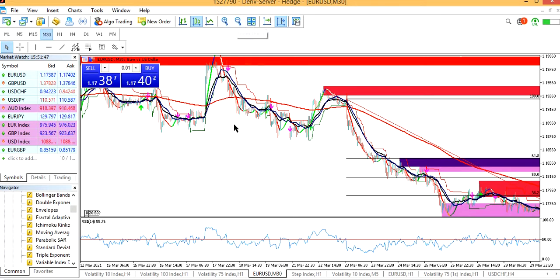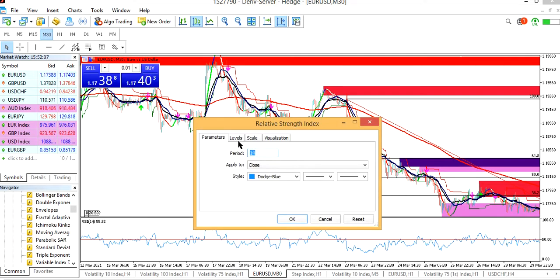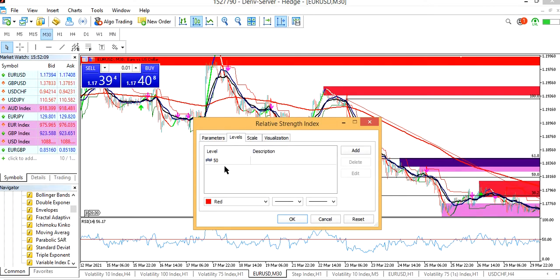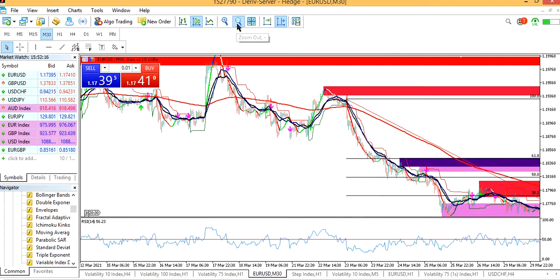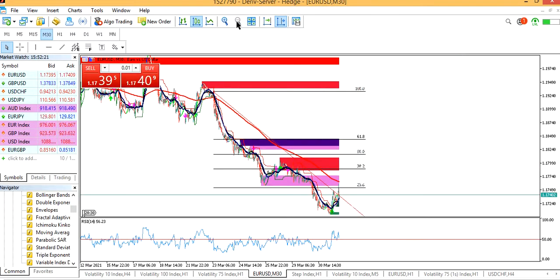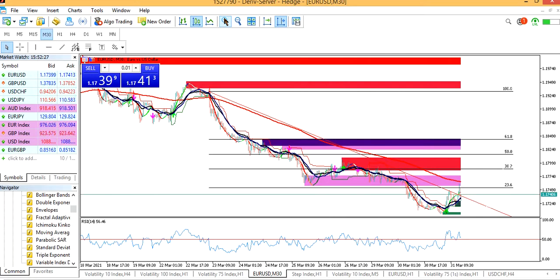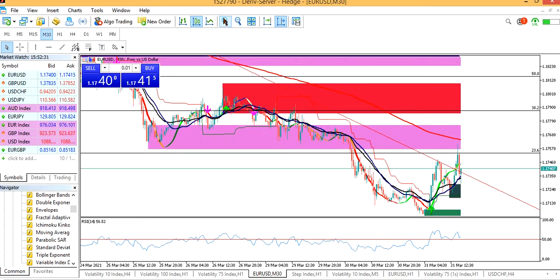This is how it works. Once you set your exponential moving average 20 and simple moving average 20, along with the 200 moving average, you now add the RSI indicator, period 14, level 50 only, the color will be red, only 50. Okay, now you will zoom out. What did I say? You zoom out all. After zooming out all, you only zoom in one and two. You only zoom in twice. Whenever you zoom out, you only zoom in twice.